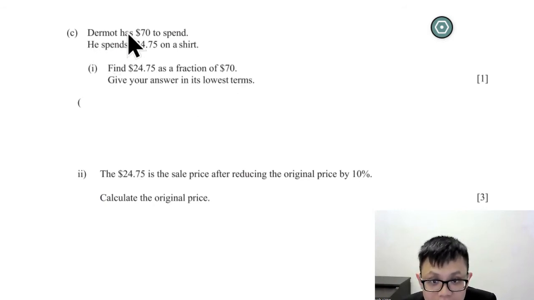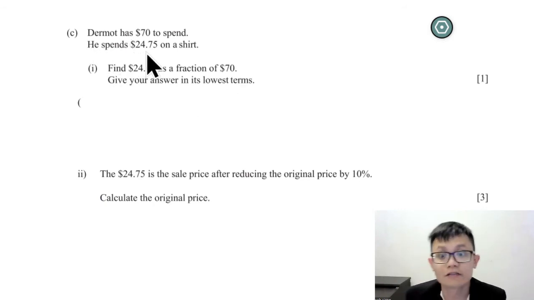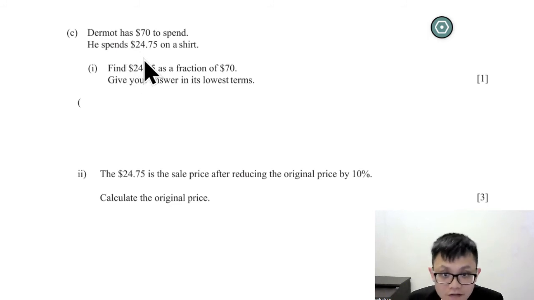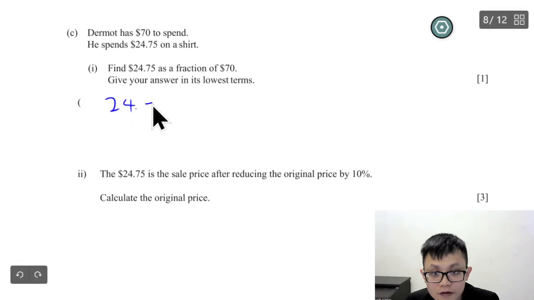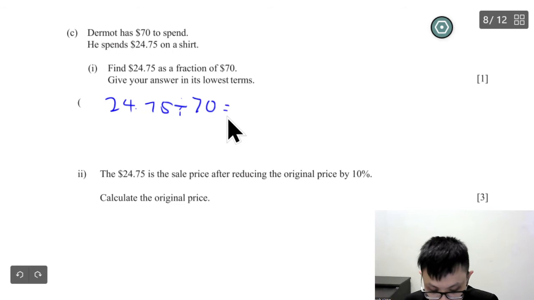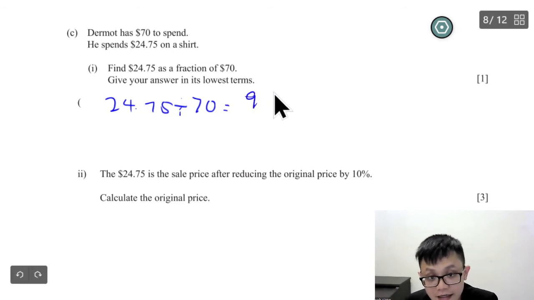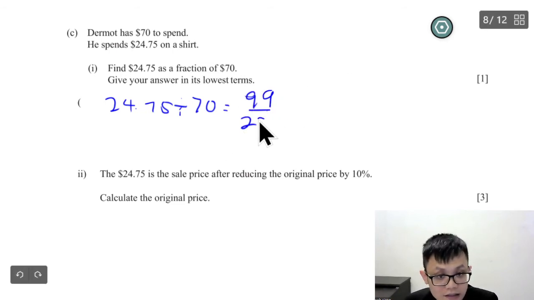The mod has 70 ringgit to spend. He spent 24.75 on the t-shirt. Find 24.75 as a fraction of 70. Give your answer in the lowest term. So for this one, just write 24.75 divided by 70. So you will get by your calculator 99 over 280. So this will be the lowest term.